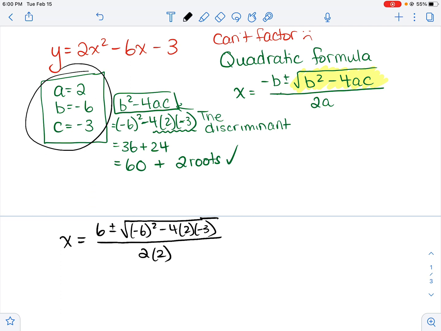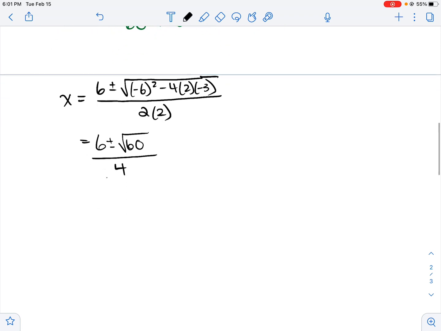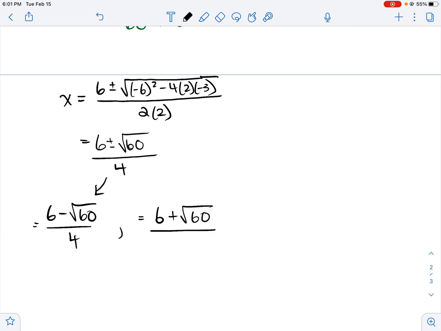So 2 times 2. If I simplify that a bit, 6 plus or minus, I already got 60 for that, assuming I did it right. And 2 times 2 is 4, so we'll simplify it a little bit. Okay, cool. Then you could split it up and do 6 minus root 60 divided by 4, and you could also do 6 plus root 60 divided by 4. You could solve it if you wanted to, to get some decimal numbers, or you could simplify it a little more.